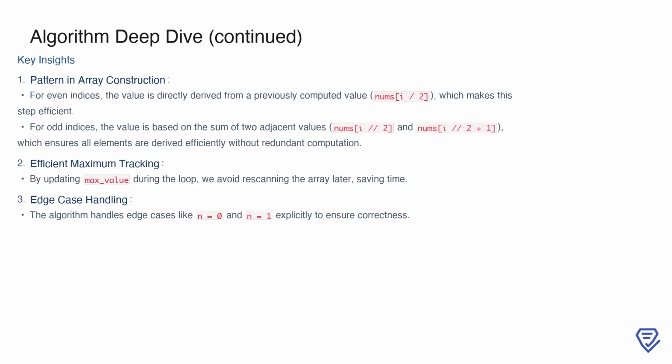Another important aspect is the efficient tracking of the maximum value. By updating max_value during the iterative construction of the array, we eliminate the need for a second scan of the array, significantly improving performance. Lastly, the algorithm explicitly handles edge cases like n equals 0 and n equals 1, ensuring correctness for all valid inputs.